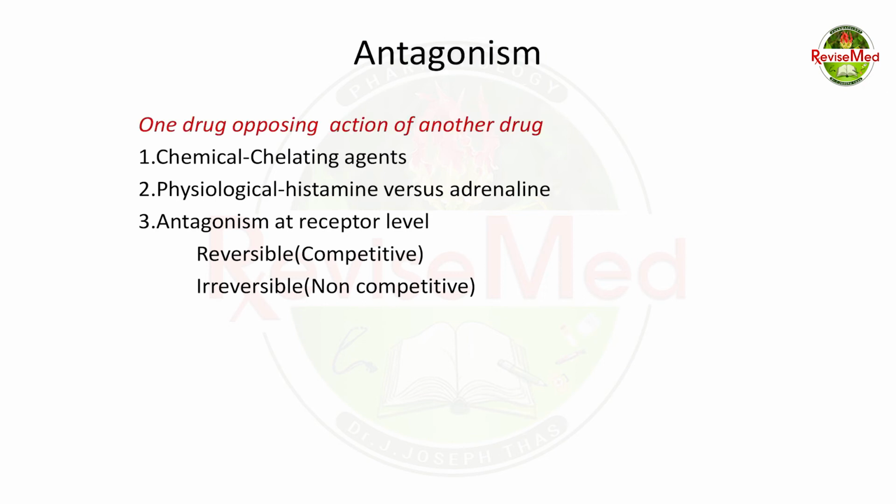Antagonism: one drug opposing the action of another drug. One, chemical: chelating agents antagonize heavy metals. Two, physiological antagonism, histamine versus adrenaline. Three, antagonism at receptor level. There are two types, reversible competitive and irreversible non-competitive.